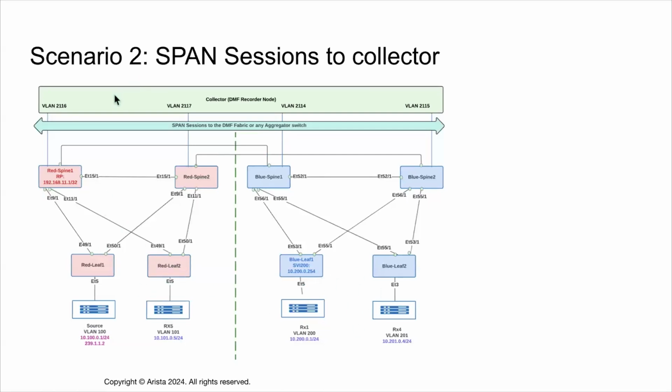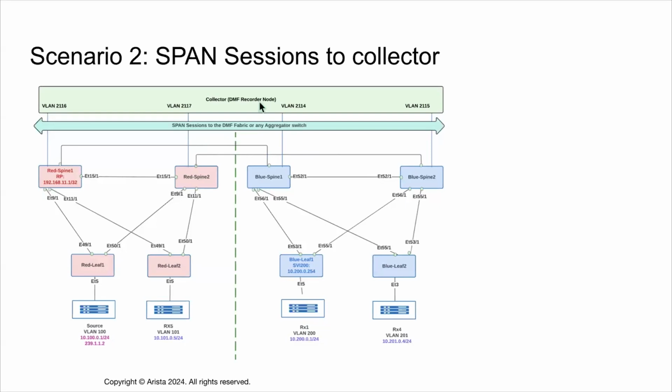And each span session on the collector is tagged by a VLAN, so I can easily identify the flows from each of my spine devices. For example, red spine 1's flows will have a tag of VLAN 2116, and blue spine 1 flows will be tagged with 2114. Now, in my lab, I did use the Arista DMF solution where I sent traffic to our DMF fabric, which acts as an aggregator, and then it sends our flows to our collector, which is the DMF recorder node, from where I'm going to pull the packet captures later.